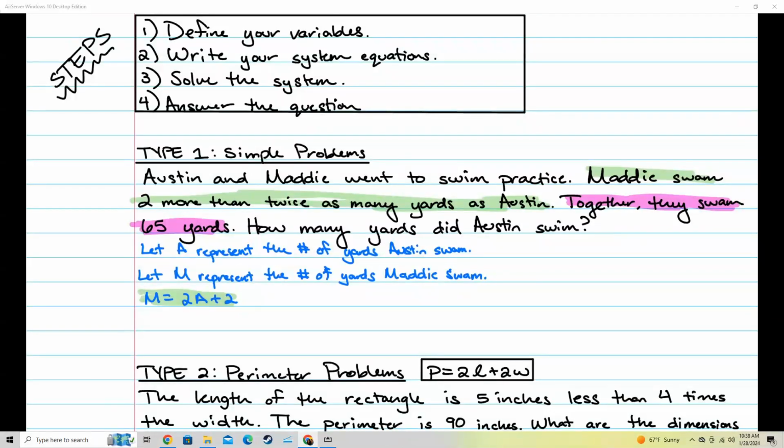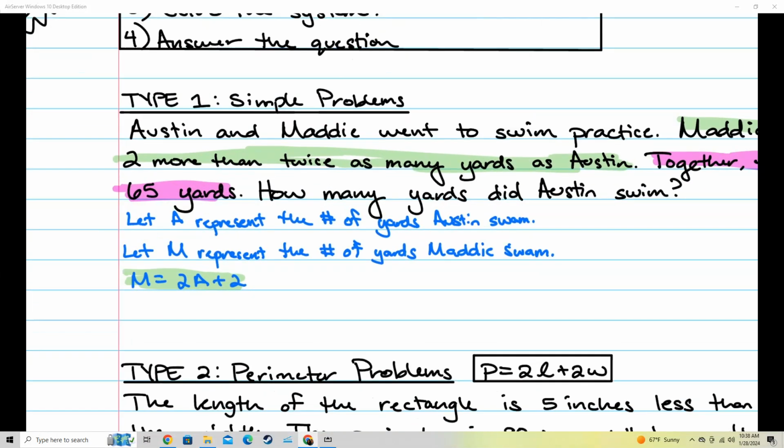What am I adding up? Well, I'm adding up Austin's yards with Maddie's yards. And I don't know how many Austin has, and I don't know how many Maddie has. I use the letters A and M, but I know that if I put Austin together with Maddie, then that total is going to be equal to 65 yards. So this is my second equation right here. When you put stuff together in mathematics, you're adding them together, okay? So there's my 2 equations. This was the difficult part of this problem, coming up with those 2 equations.